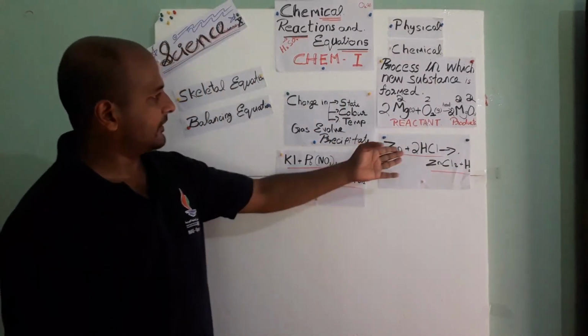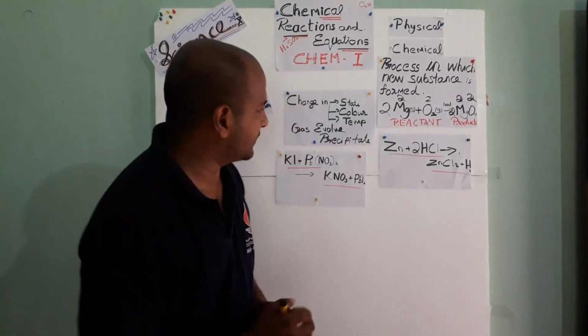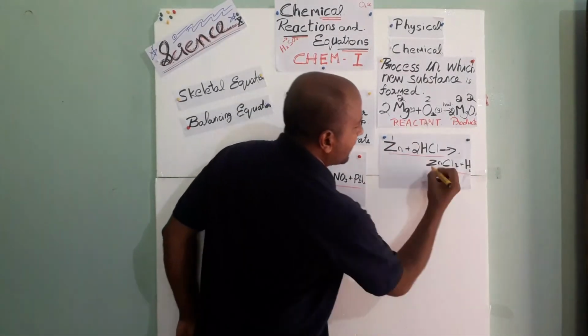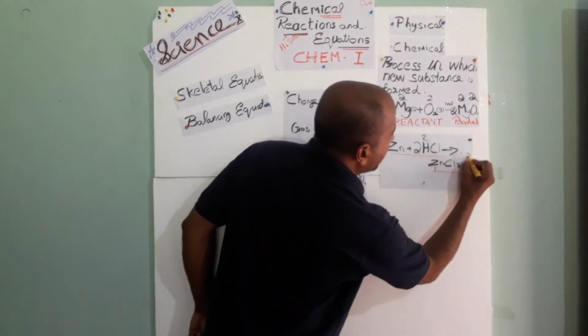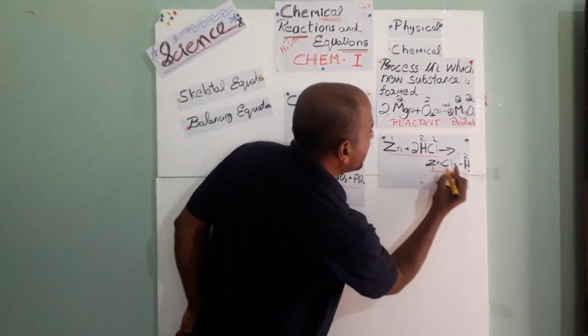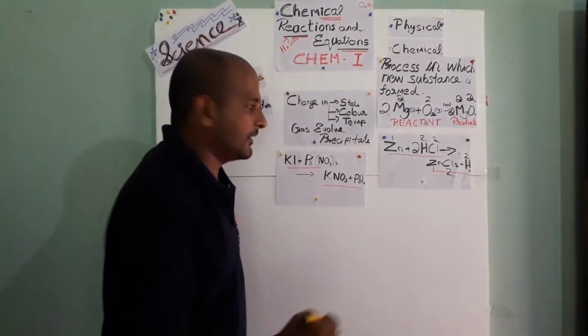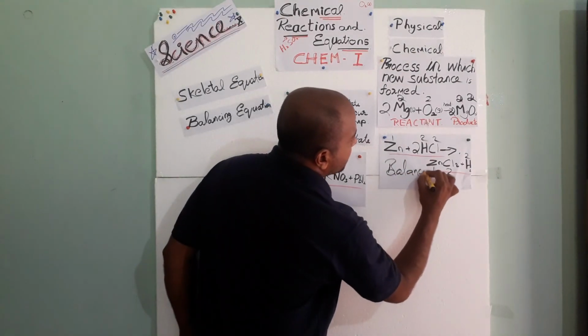I think this is balanced or not? Just tell me. Zinc, just tell me. Like we can do it together. Zinc 1, 1. Hydrogen 2, 2. Here also 2, 2. Chlorine also 2, 2. Here Cl2, 2. Is it balanced? Of course it is balanced. This is a balanced equation.